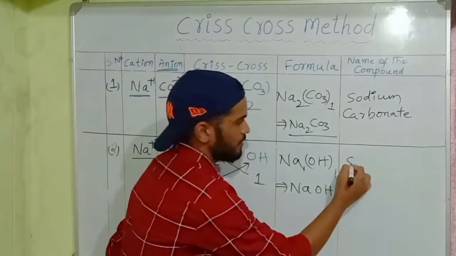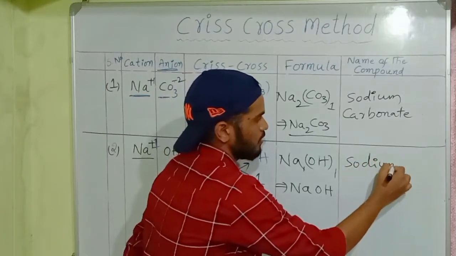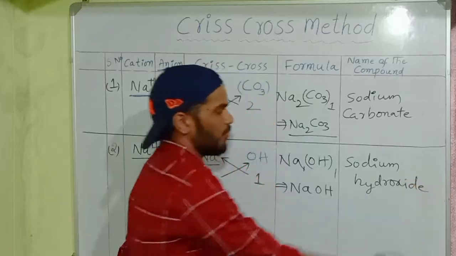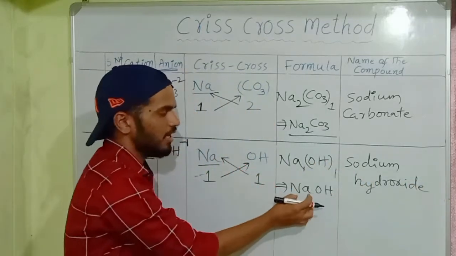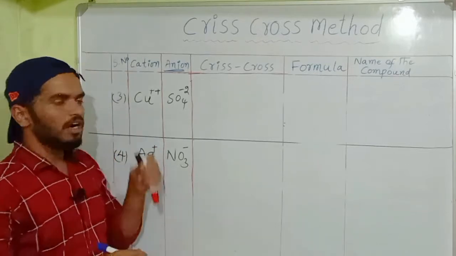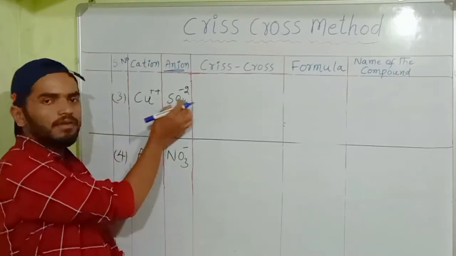Sodium hydroxide compound. What is the formula of sodium hydroxide here? NaOH.